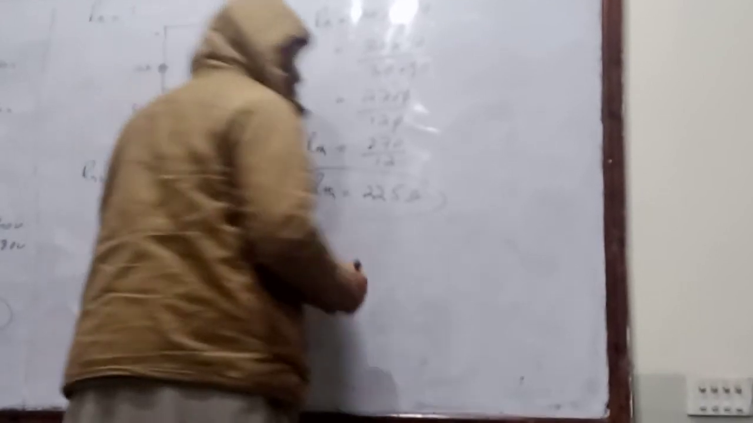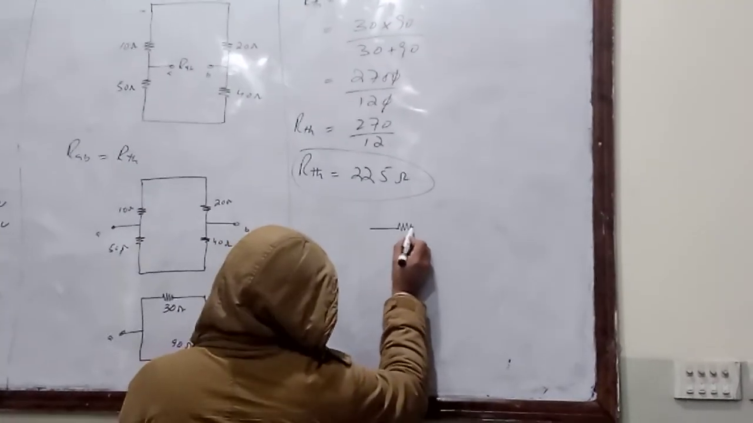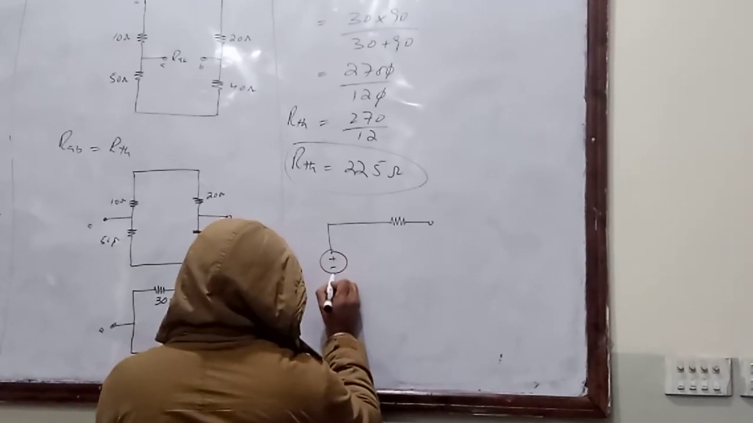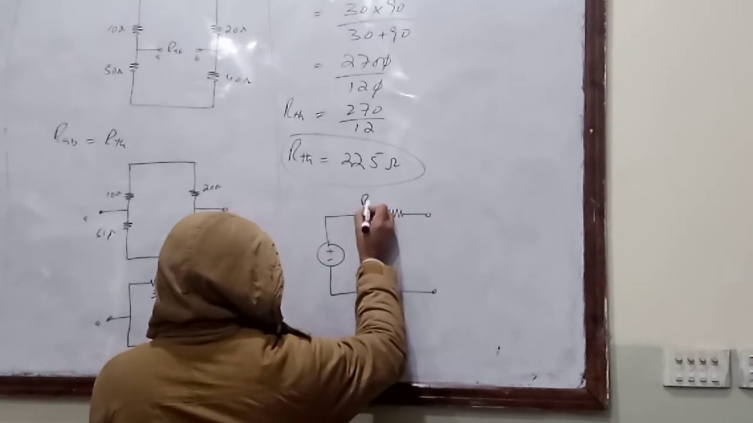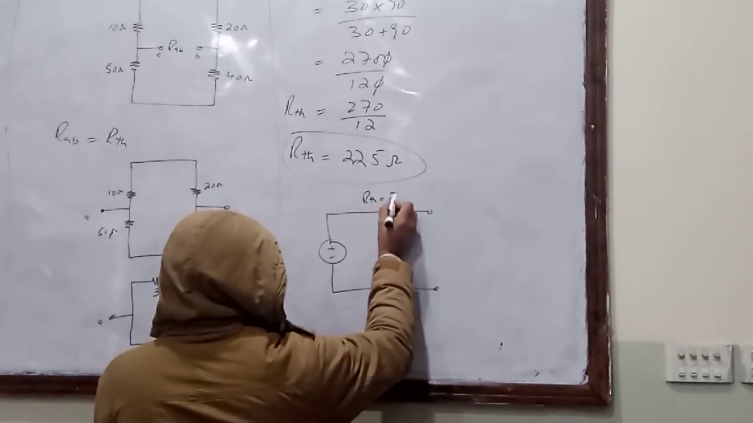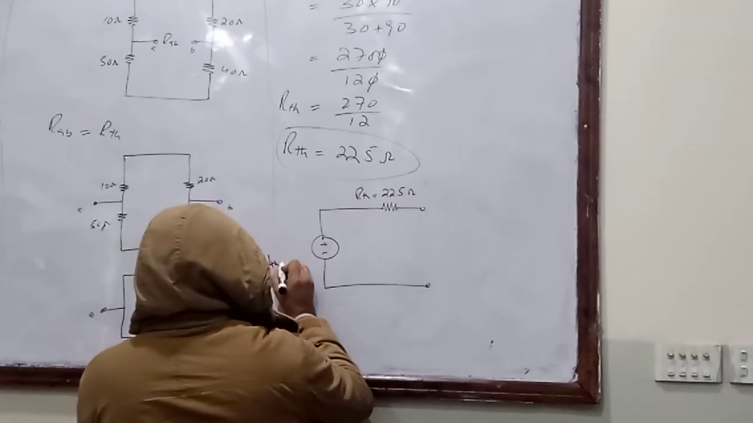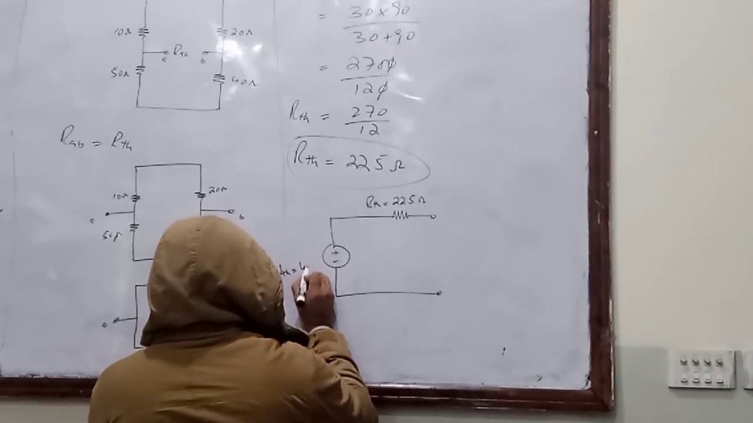Construct the Thevenin equivalent circuit. R Thevenin, which is 22.5. V Thevenin, which is how much? 40 volts.